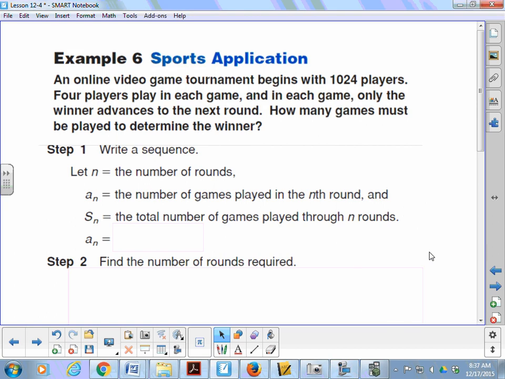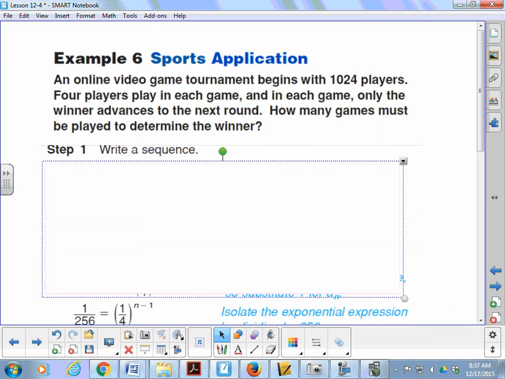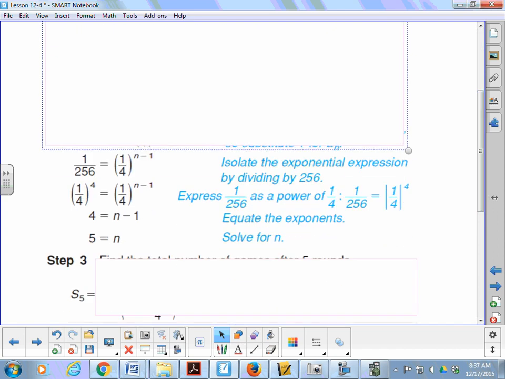Okay, application problem. All right, these you were working with before. Here we got an online video game tournament begins with 1,024 players. 4 players play in each game, and in each game, only the winner advances to the next round. How many games must be played to determine the winner? And I'm going to cover this up because I don't even want to use it.